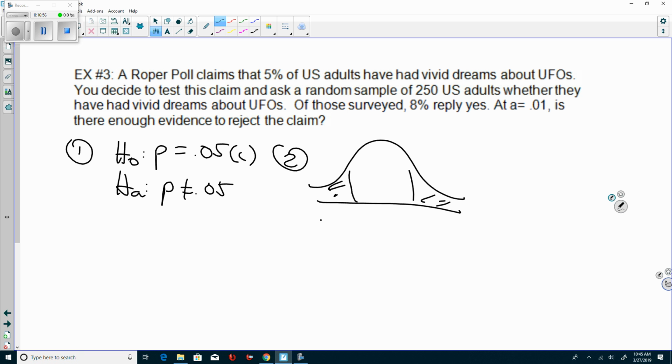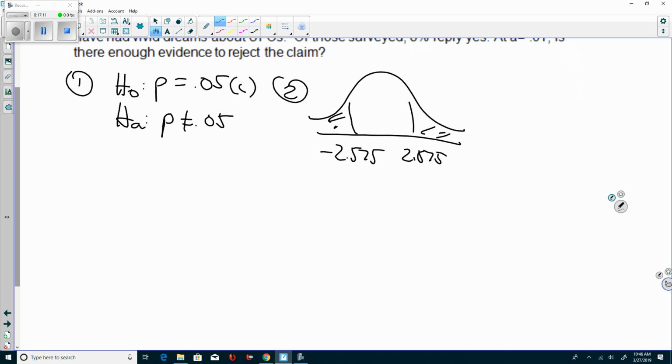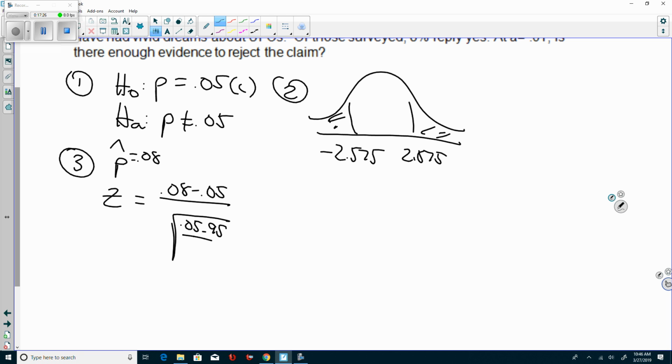Two-tailed test. Plus or minus 2.575. Some people didn't have plus or minus 2.575. You lost points. Sorry. It's a two-tailed test. You have to account for both of them. P hat is 0.08. What's z on 250? 2.18? Yes?